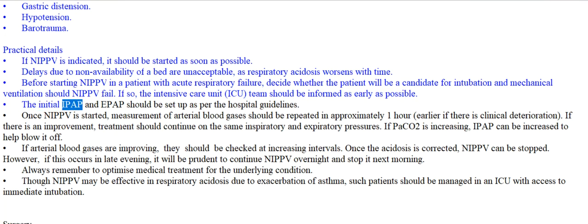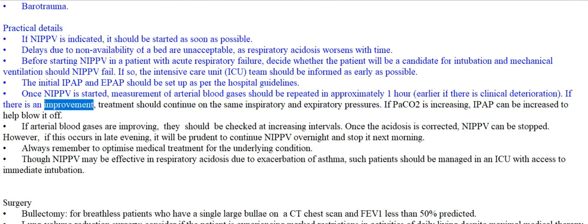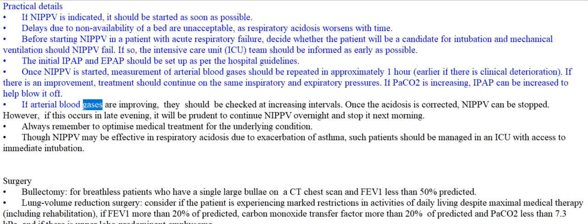The initial IPAP and EPAP should be set up as per the hospital guidelines. Once NIV is started, measurement of arterial blood gases should be repeated in approximately 1 hour, earlier if there is clinical deterioration. If there is an improvement, treatment should continue on the same inspiratory and expiratory pressures. If PaCO2 is increasing, IPAP can be increased to help blow it off. If arterial blood gases are improving, they should be checked at increasing intervals.